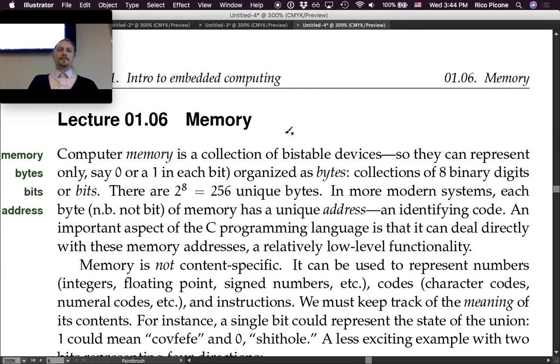Memory. Computer memory is a collection of bistable devices, so they can represent only, say, a 0 or a 1 in each bit.